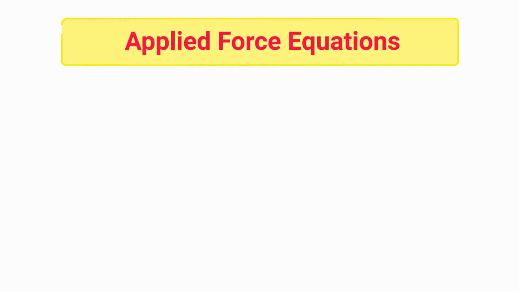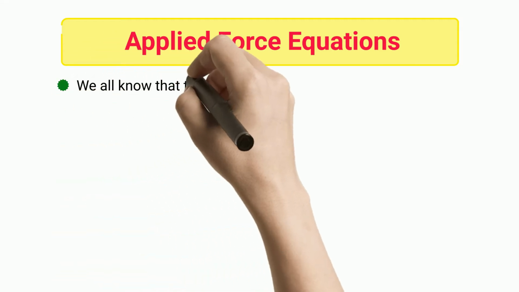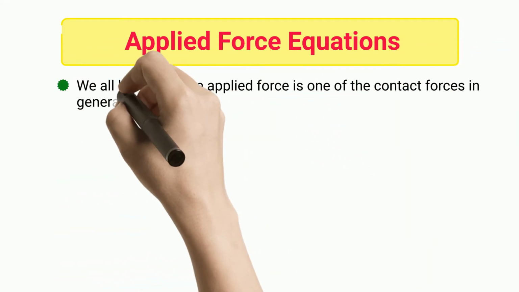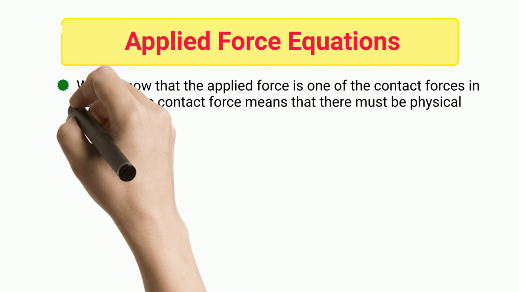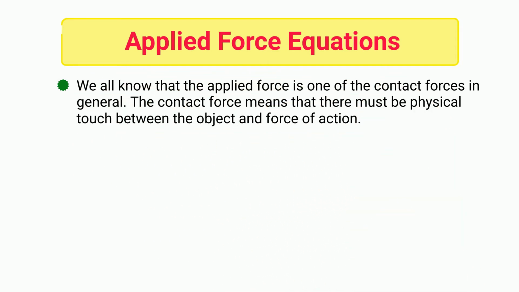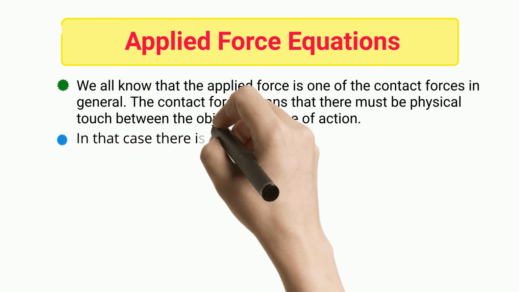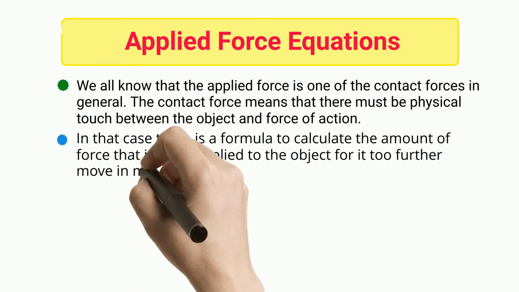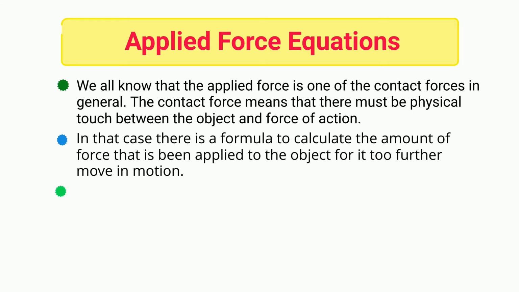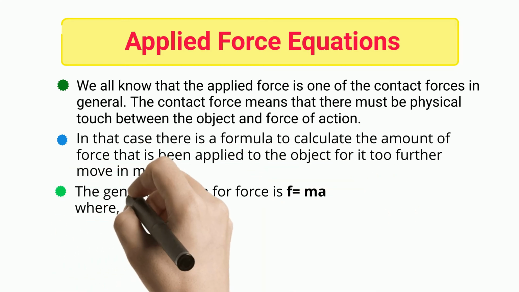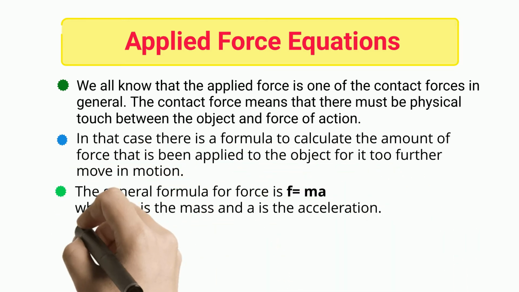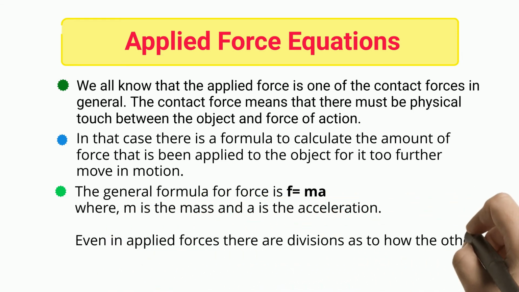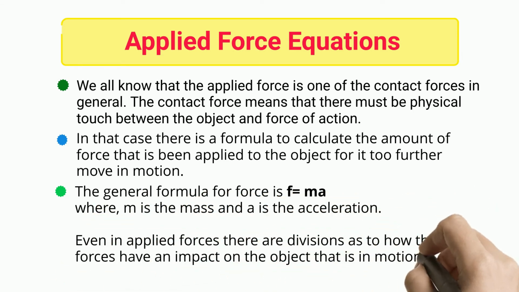Applied force equations. We all know that the applied force is one of the contact forces in general. The contact force means that there must be physical touch between the object and the force of action. In that case, there is a formula to calculate the amount of force that has been applied to the object for it to further move in motion. The general formula for force is F equals ma, where m is the mass and a is the acceleration. Even in applied forces there are divisions as to how the other forces have an impact on the object that is in motion.